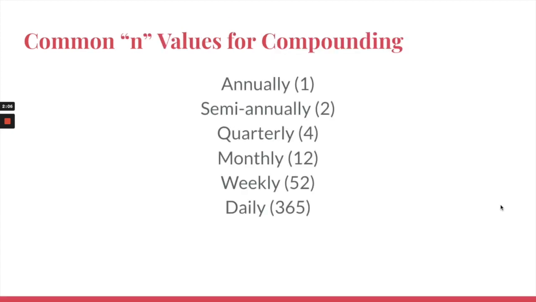So ways that banks can compound interest would be annually. So that, again, that's our simple interest, just one time per year. They could compound semi-annually, which is twice. Quarterly is 4, monthly is 12, weekly is 52, and daily is 365.